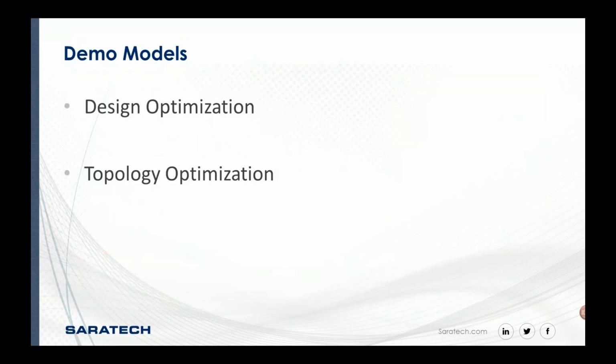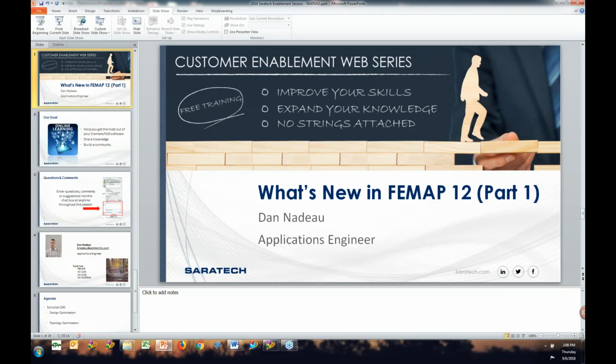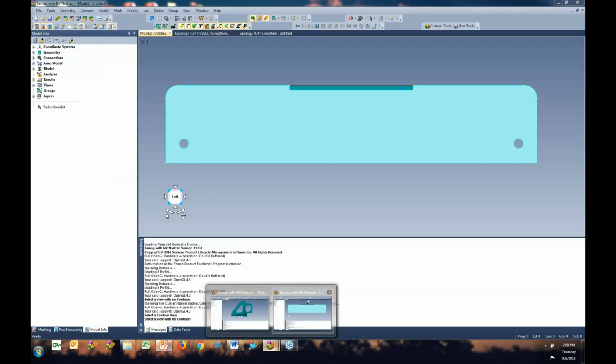Okay, so what I want to do is open up Femap and just go through creating a design optimization and creating a topology optimization. I think just showing how they're in use is going to really promote their usability. So let me start off with the topology optimization.